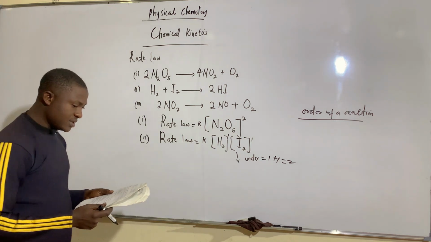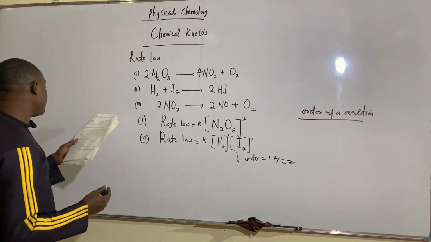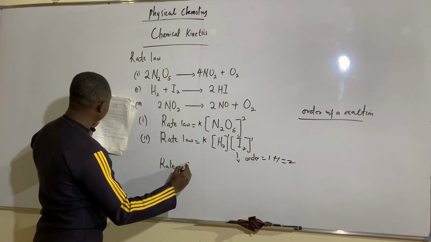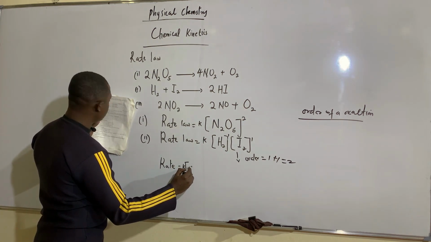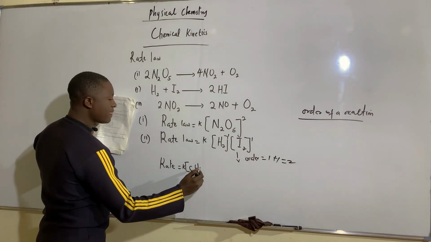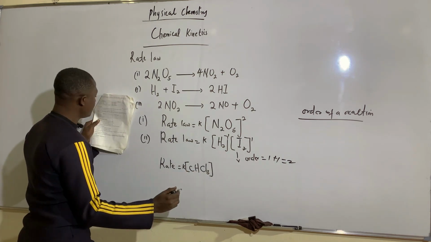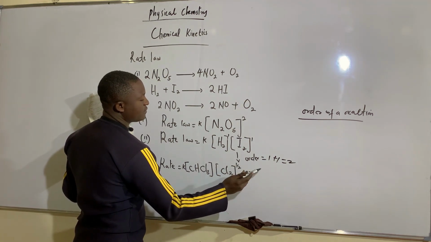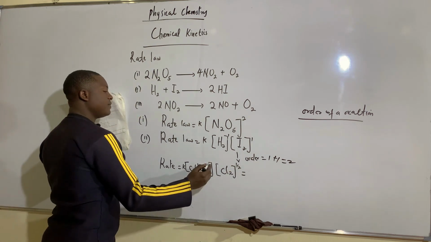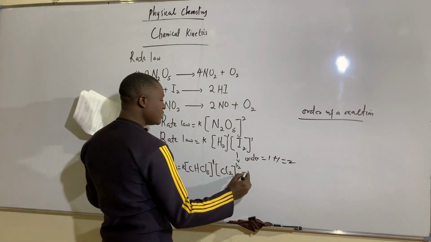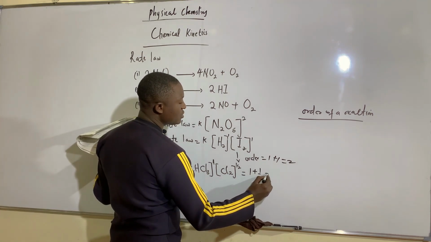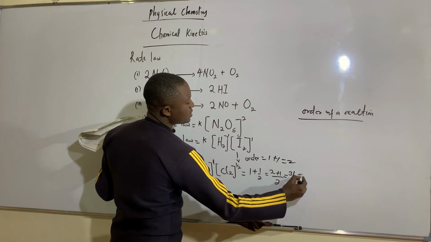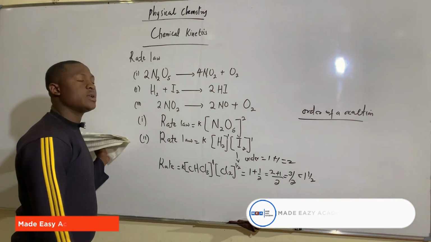Let's look at this. They said you should determine the order of this one. They have already calculated its rate. They say rate is equal to constant, CHCl3, then the other gas to the power of half. So I was asked to determine the order of this one. How will I do that? You can see the power of this one is 1 and this one is a half. So we have 1 plus 1 over 2. This is 2 plus 1, that is 3 over 2. So then the order is 3 over 2.